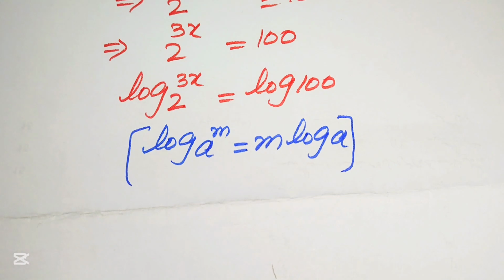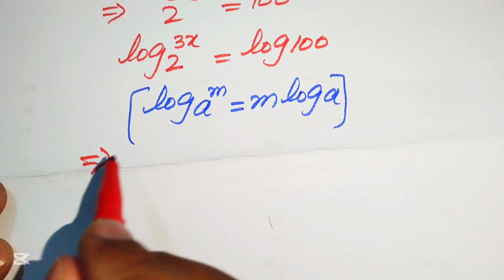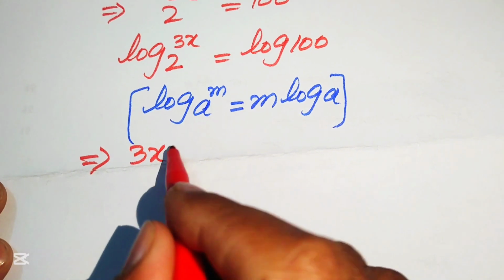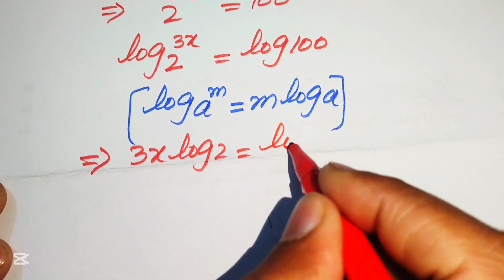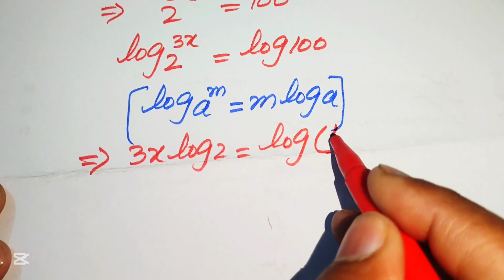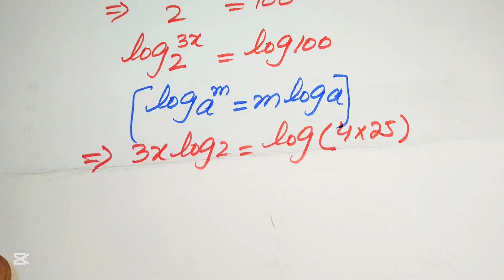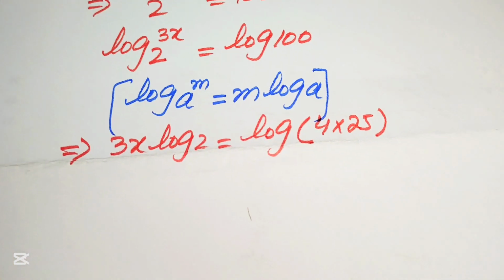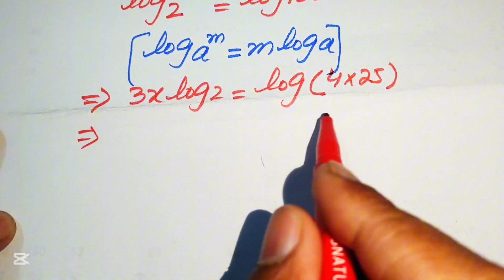So here we apply this nice property and we move this exponent 3x in front of the log, and it will be written as 3x times log 2 equals log of 100, and we write this 100 as 4 times 25. We know that 4 times 25 equals 100. And now in the next step, we need some working on the right hand side.